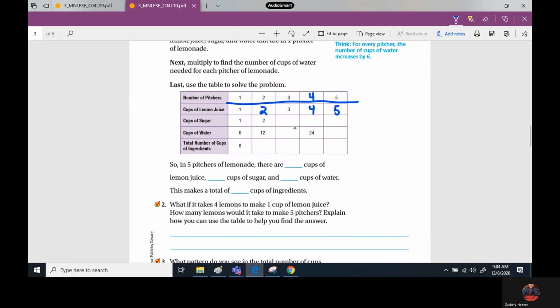Okay? And same thing with sugar. She uses 1 cup for 1. On her second one, she'd have to use 2 cups. If she makes 3 pitchers, she's going to have to use 3 cups. 4 pitchers is going to be 4, and 5 is going to be 5.